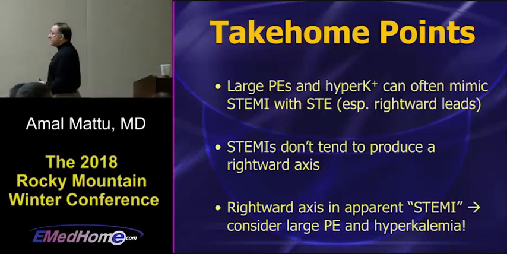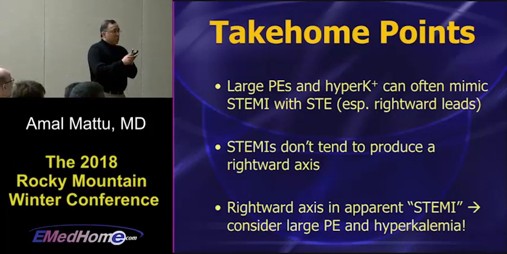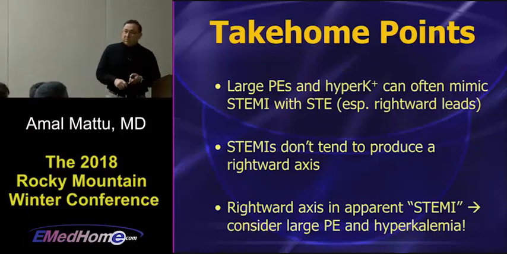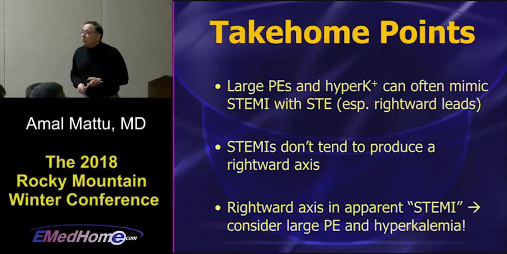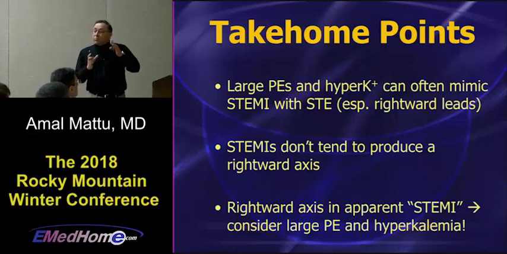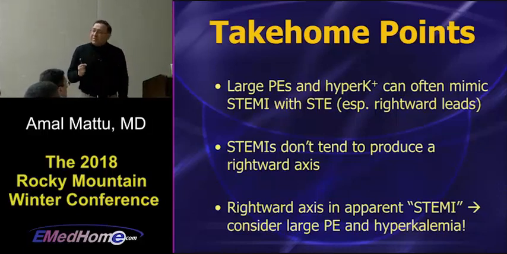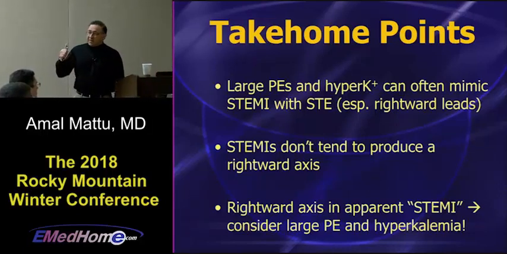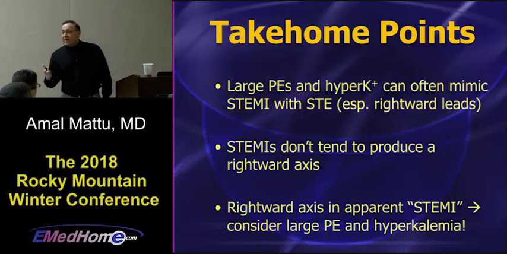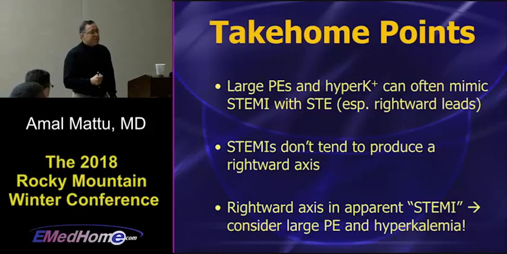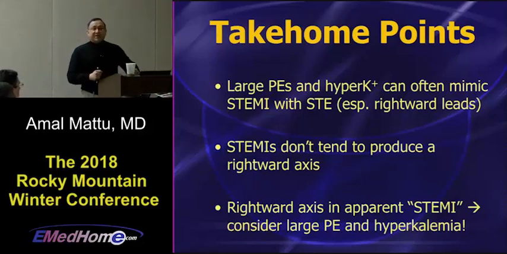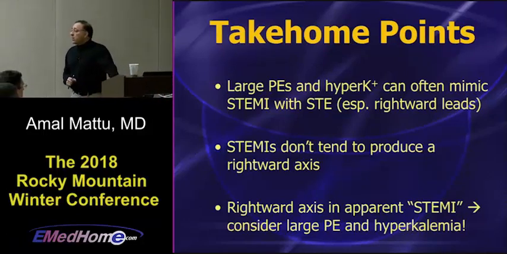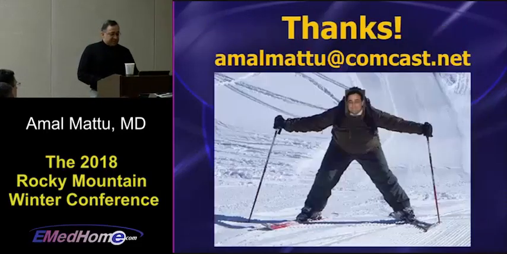So summarizing things up, quick take-home points. Remember, when you see ST elevation, especially in the rightward side leads, with the right axis, don't think STEMI up front. Think about the possibility of PE. Think about your hyperkalemia, because they are notorious for mimicking these types of things. STEMIs in general don't produce a new rightward axis. So if somebody's coming in acutely symptomatic and you see a big rightward axis there, it's very, very unlikely to be a STEMI, all right?